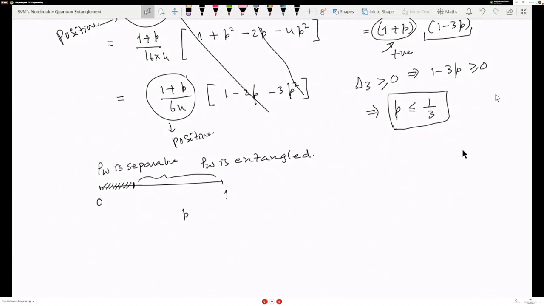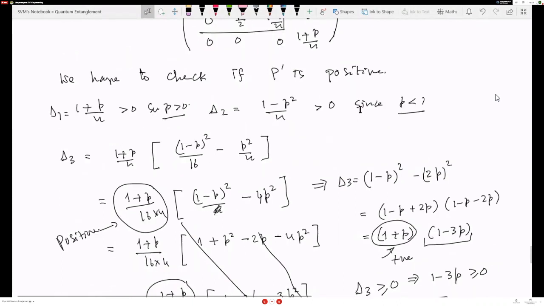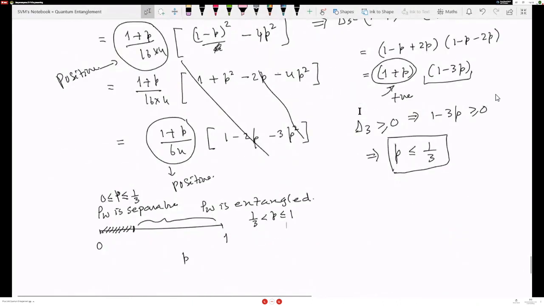So rho w is separable in the region 0 less than or equal to p less than or equal to 1 by 3, and it is entangled for 1 by 3 less than p less than or equal to 1. So in this region, it is entangled. Like this, we can use this positivity under partial transpose criterion to talk about the separability or entanglement of a mixed state.